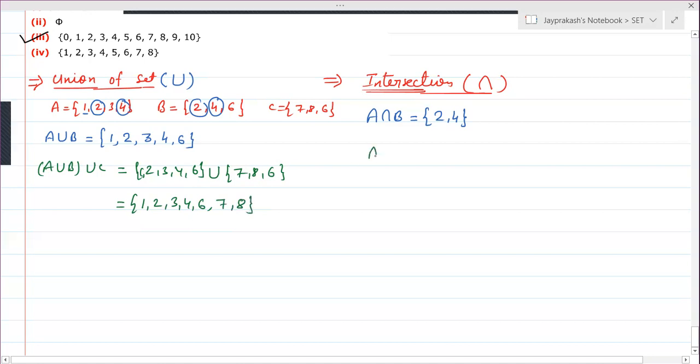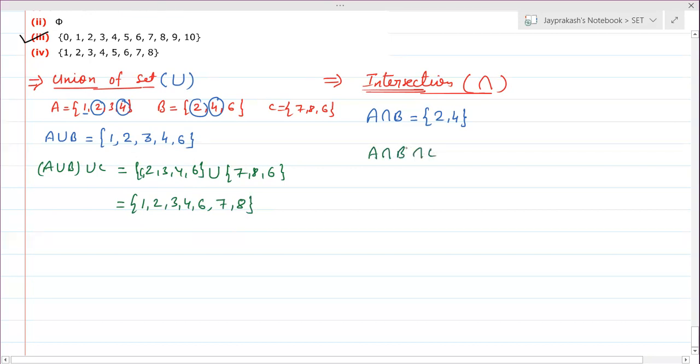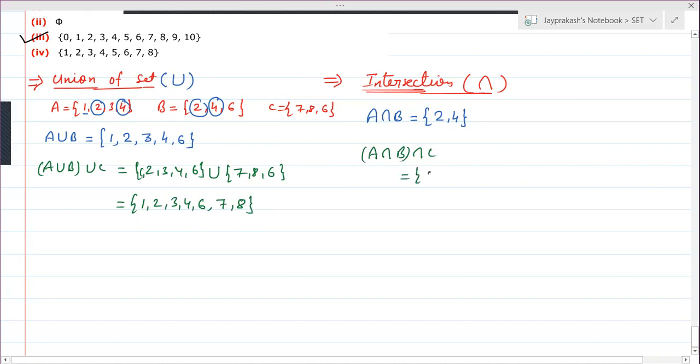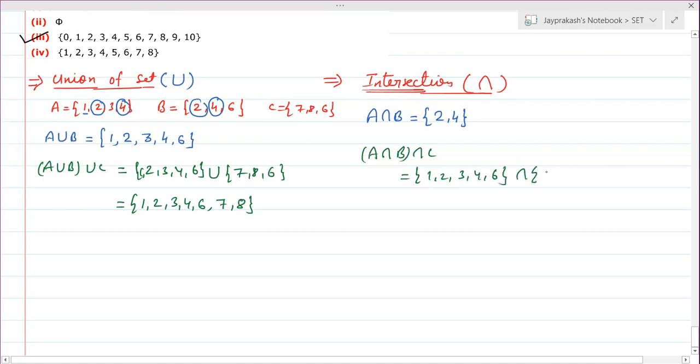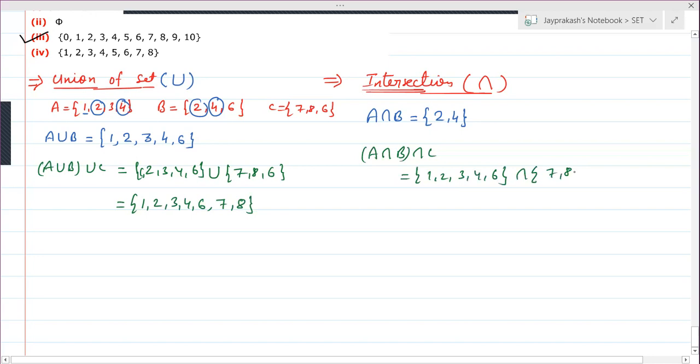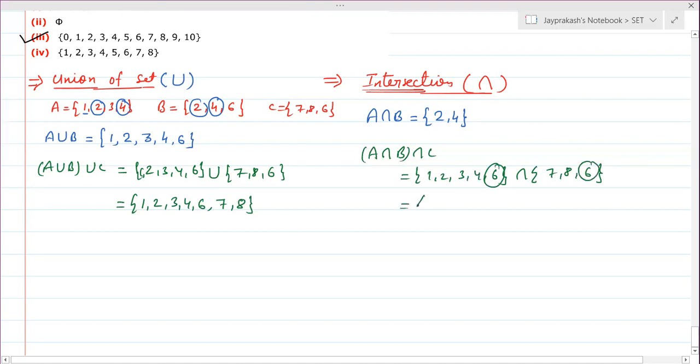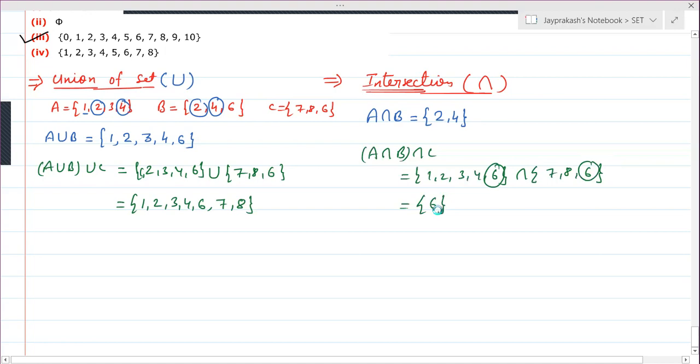And when you are calculating the intersection, again it is grouping. So the grouping will be 1, 2, 3, 4, 6 intersection with 7, 8, 6. You can see here the only common element is 6. So we will write here the intersection as a singleton set, 6.